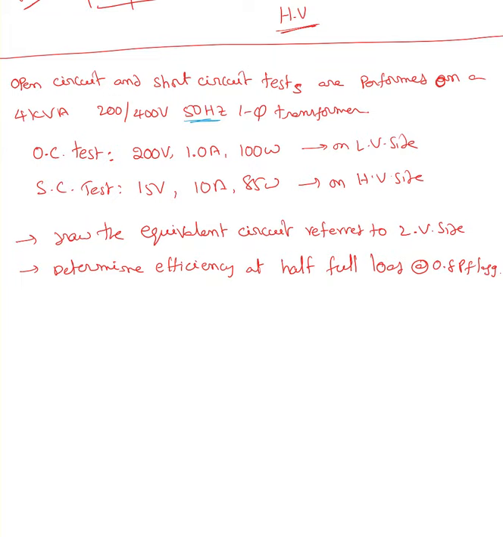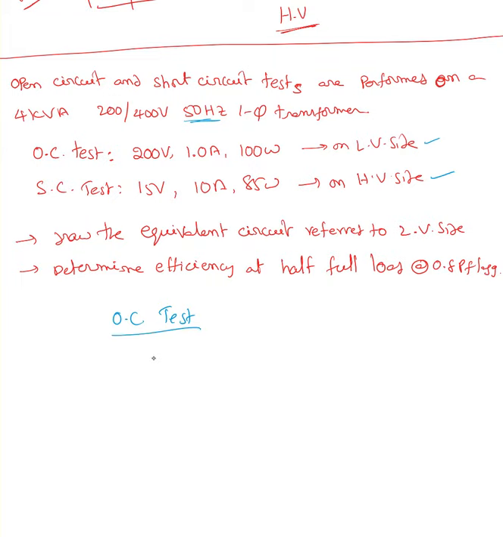Now the OC test results are 200 volts, 1 ampere and 100 watt. SC test results are 15 volt, 10 ampere, 85 watt. So the SC test is on the HV side, the OC test is on the LV side. Now from the OC test, we can find RC and XM, or R0 and X0.